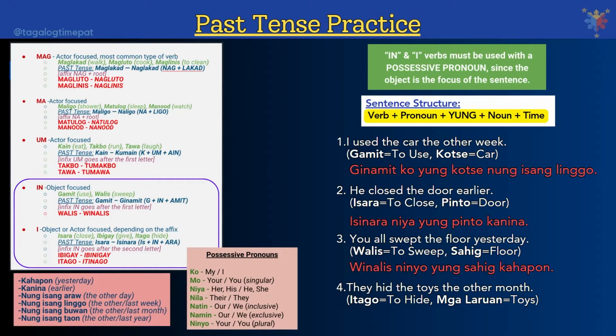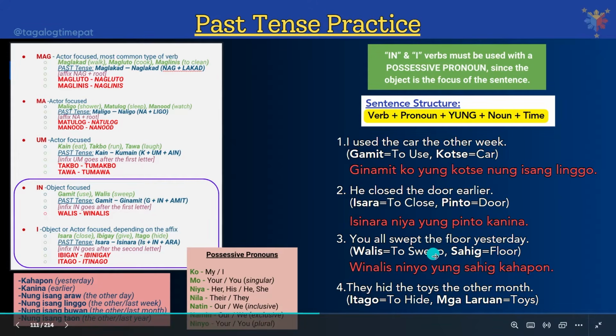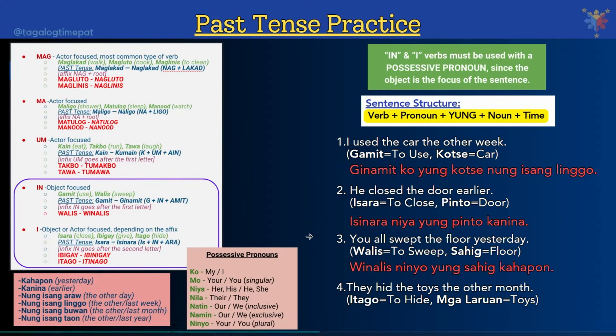And lastly, they hid the toys the other month. Itago means to hide. Mga laruan means toys. And to make a noun plural, you have to add this word mga. So mga laruan means toys. It's not like in English where we can just add an S. You actually have to add this word mga. In Tagalog, this would be, itinago nila yung mga laruan nung isang buwan. They hid the toys the other month.